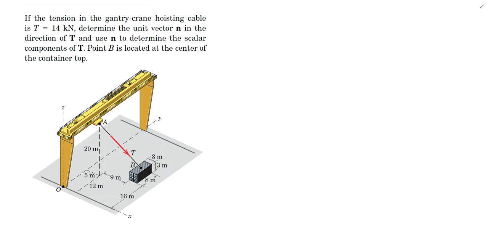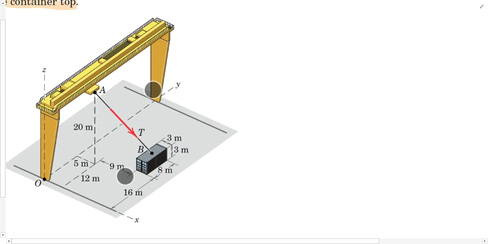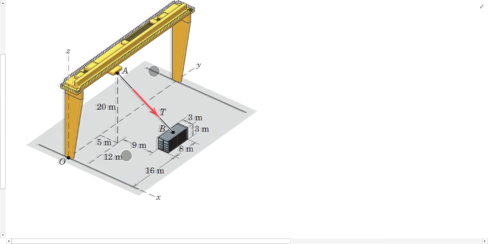Okay, for this problem, it reads: if the tension in the gantry crane hoisting cable is 14 kilonewtons, determine the unit vector in the direction of T, and then use this unit vector to determine the scalar components of T. And then we're told that point B is located at the center of the container top. All right, so let's zoom in here a little bit.